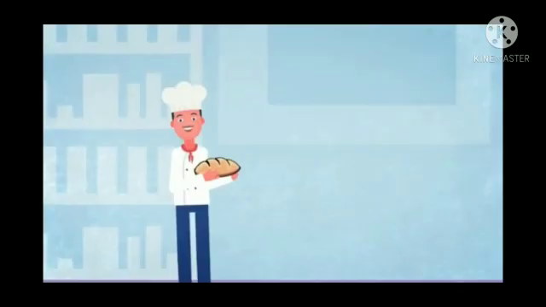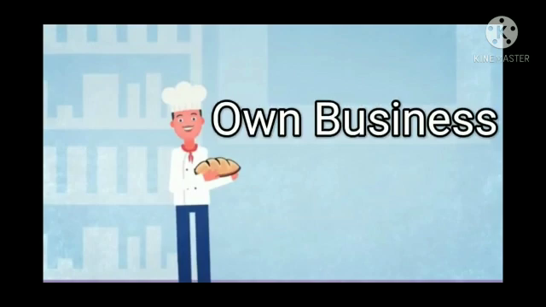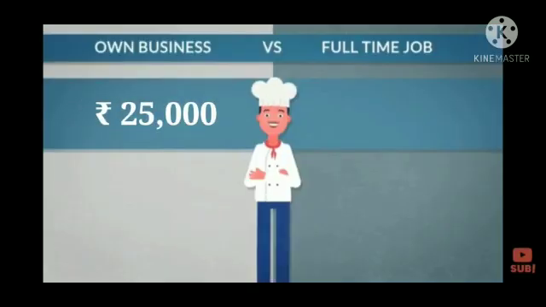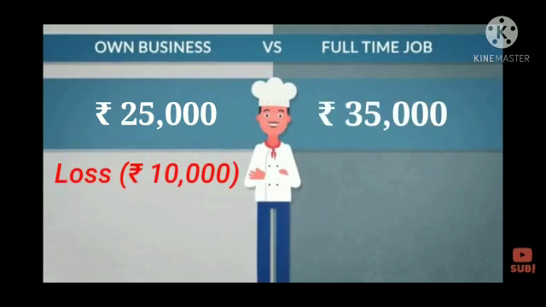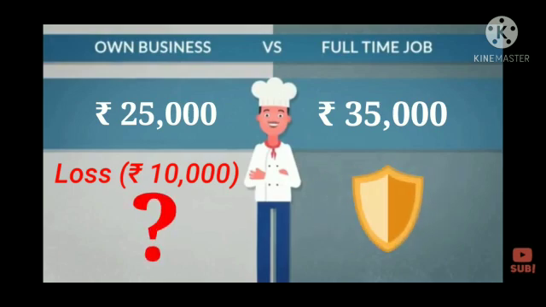We will make it clear with another example. A person starts his own bakery business. Let us assume that he worked in a big company before starting his own bakery. In his own business, he earned 25,000 per month, whereas he got 35,000 in his full-time job. By starting his own business, he had a loss of 10,000 rupees, and also there is no security for his regular income when compared to his full-time job.